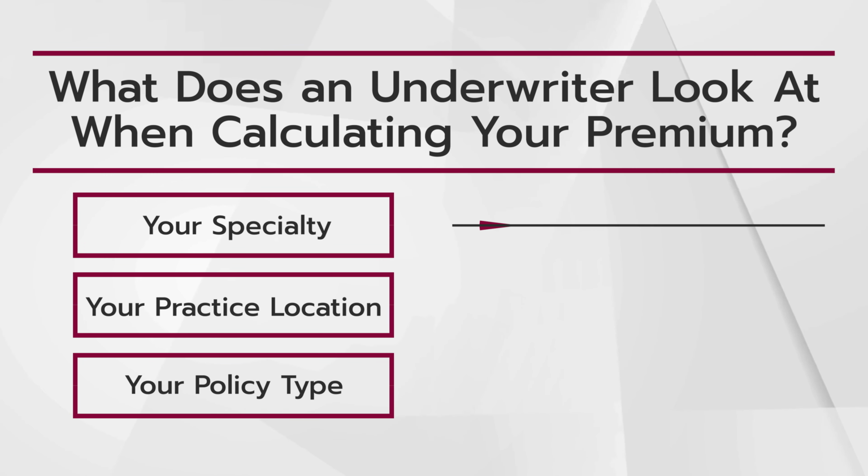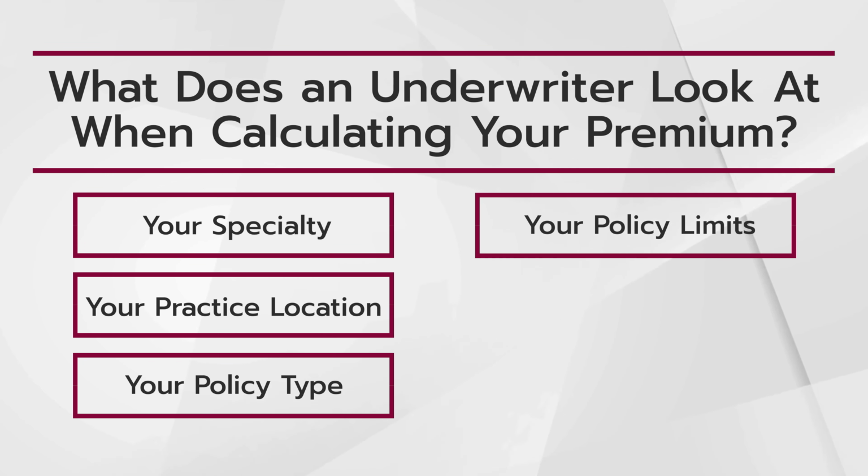Okay, so we've got specialty, practice area, and policy type. Now, the 4th thing that an underwriter is going to look at are your policy limits. Generally speaking, the higher the limits, the higher the price, which only makes sense. It's important that you carry the appropriate amount of coverage, not too much and not too little, in order to make sure that you are paying a fair rate and also not leaving yourself unnecessarily exposed.